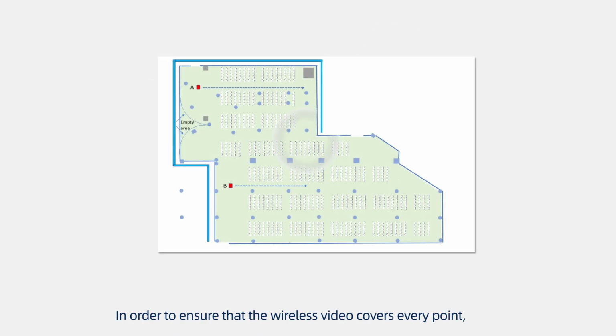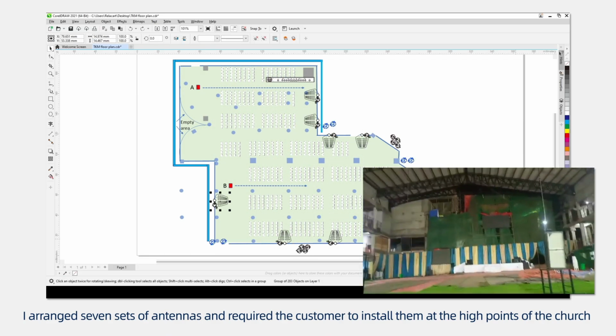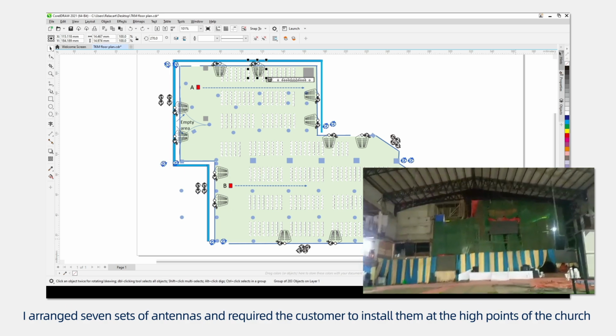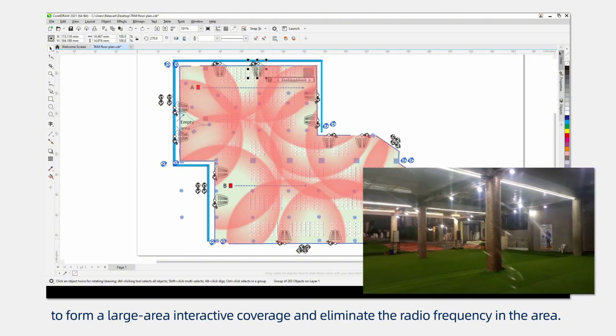In order to ensure that the wireless signal covers every point, I arranged 7 sets of antennas and required the customer to install them at the high points of the church to form a large area interactive coverage and eliminate the radio frequency dead zones in the area.